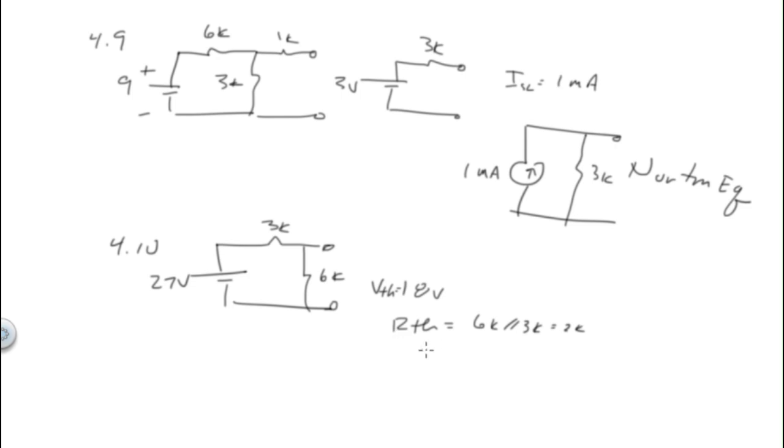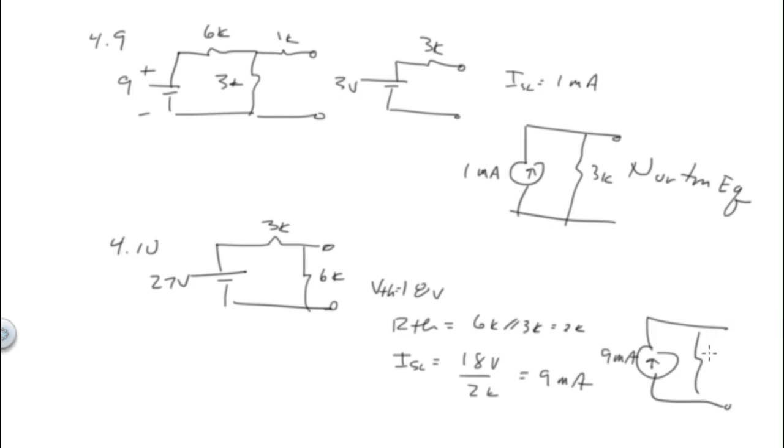Now, what would be I shorted load? I shorted load is equal to what? 18 volts divided by 2K, or 9 milliamps. So we can redraw our circuit, 9 milliamps, 2K, there's our Norton. Okay, that's number 10.